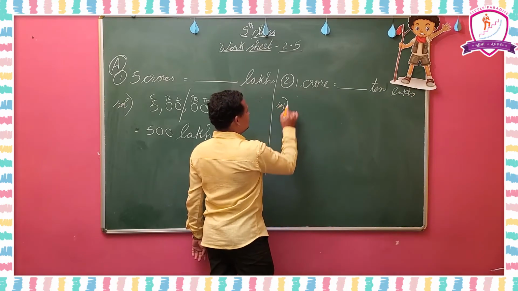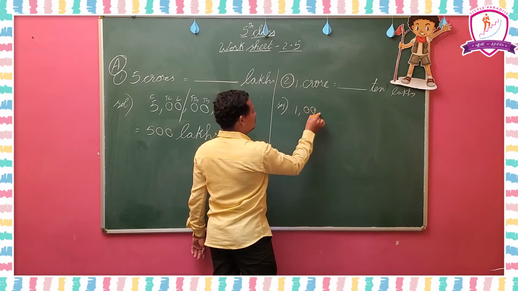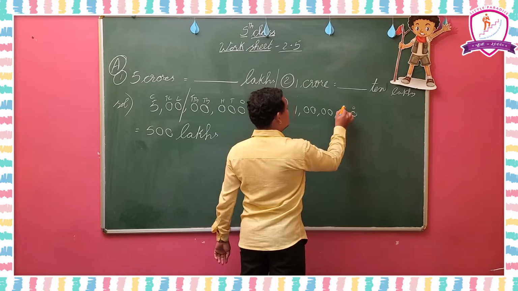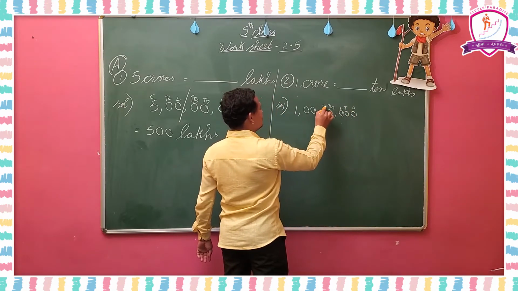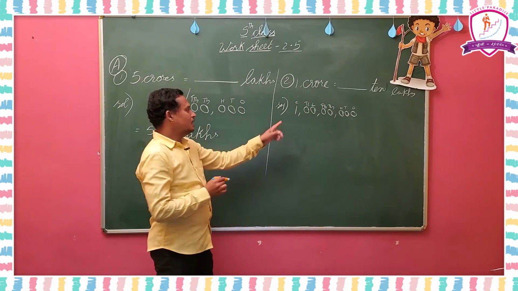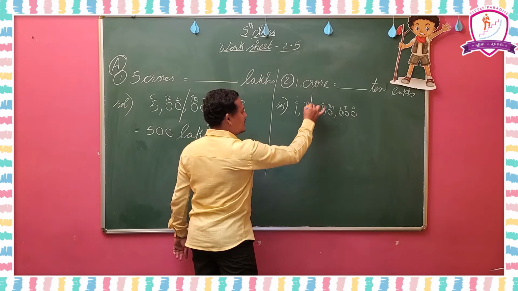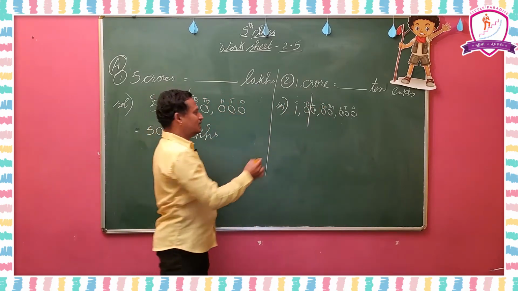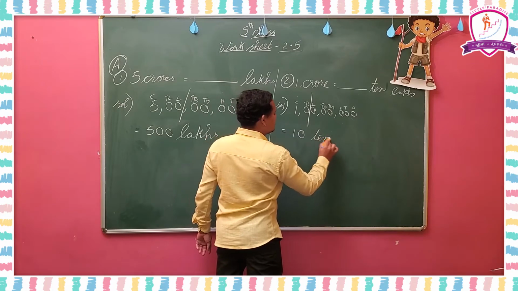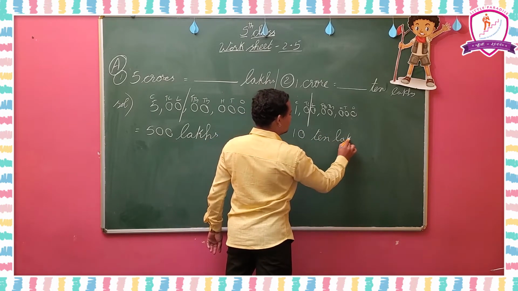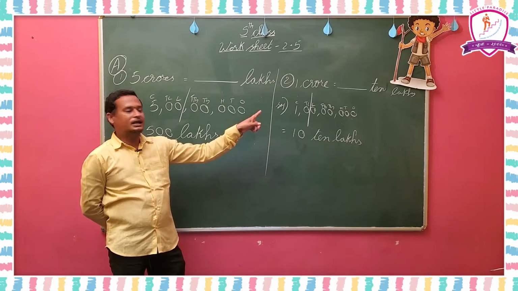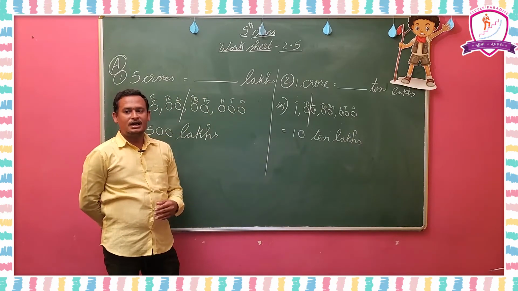So here what you have to write? First you have to write 1 crore. So here ones, tens, hundreds, thousands, 10,000s, lakhs, 10 lakhs, crores. See here, up to 10 lakhs. How many 10 lakhs are there? Means up to 10 lakhs you have to cut it here. So 10 lakhs are there in 1 crore. This is the answer. Understood?